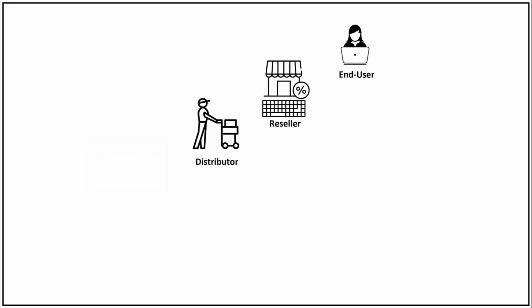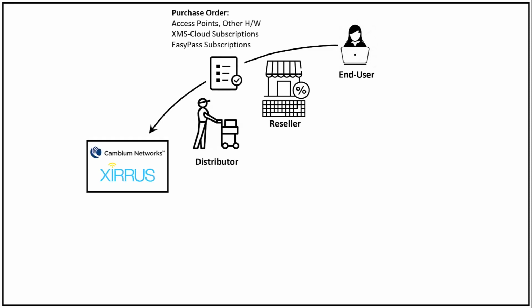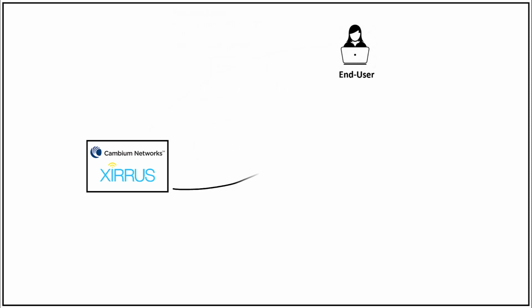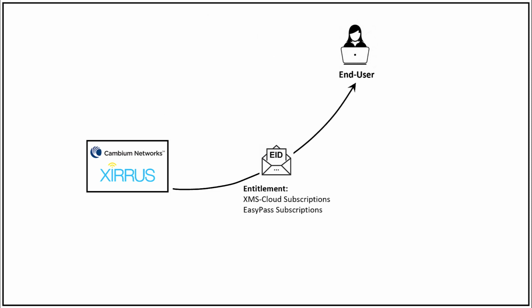Everything starts when you place an order with an authorized Cambium reseller. Resellers are supported by Cambium Networks and our distribution partners. You'll receive the hardware portion of your order in the usual way. The subscription portion of the order is packaged as an entitlement and sent to you via email. The email has an entitlement ID, or EID, and the subscription details. You'll use this EID to activate your subscription in your XMS-Cloud account.